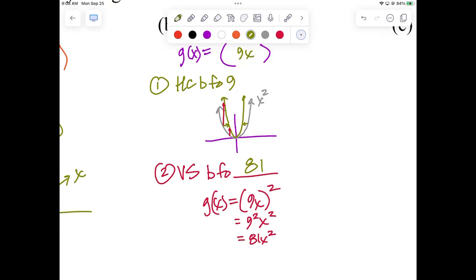Each function has its own algebra attached to it. So for the line, you can just bring it outside because there's really nothing to do. But for the squared function, to get it from the inside to the outside, we have to what it? We got to square it. So a horizontal compression by a factor of 9 is equivalent to a vertical stretch by a factor of 81. These make great multiple choice questions on a test.